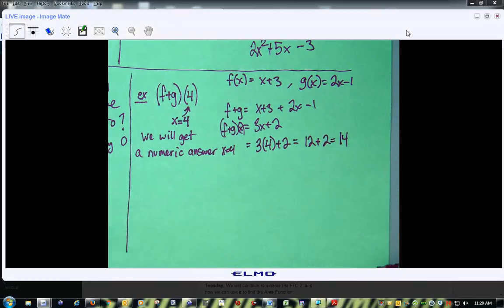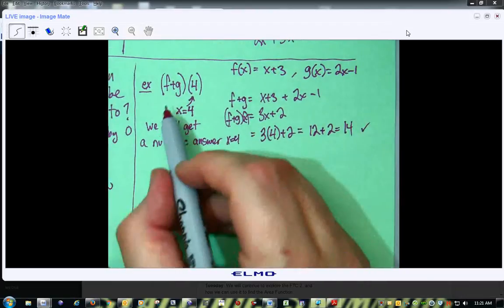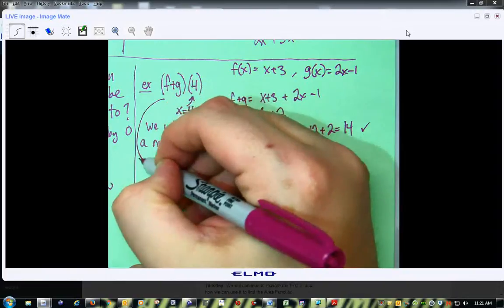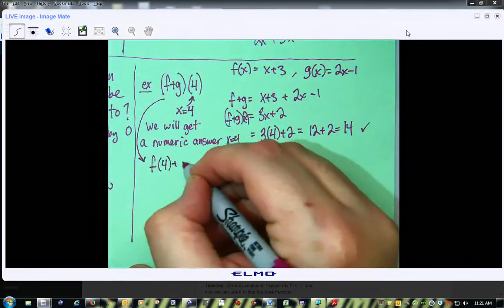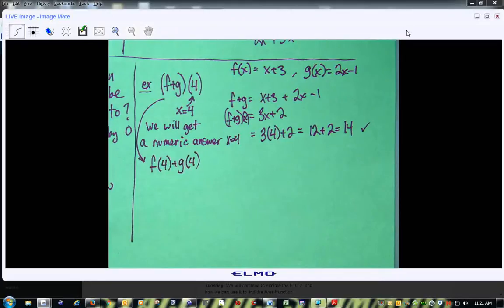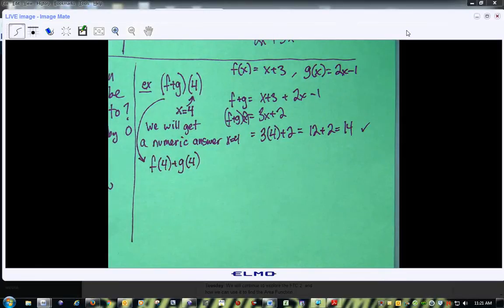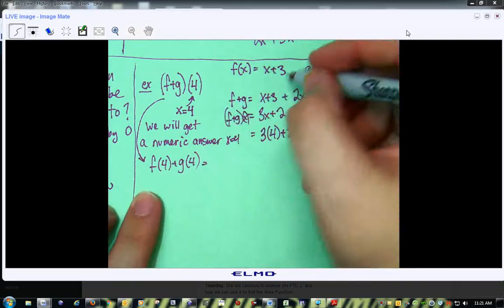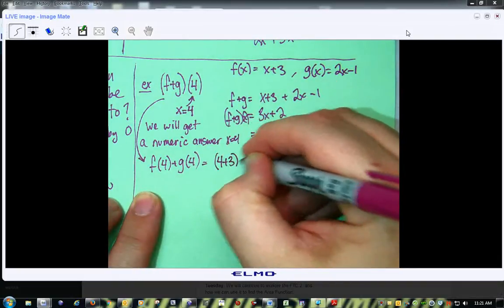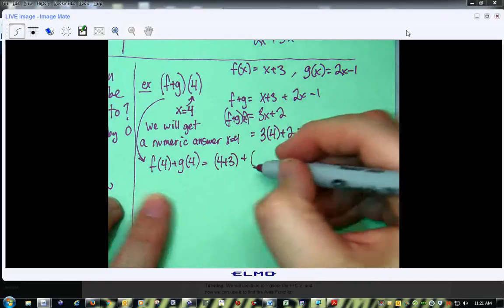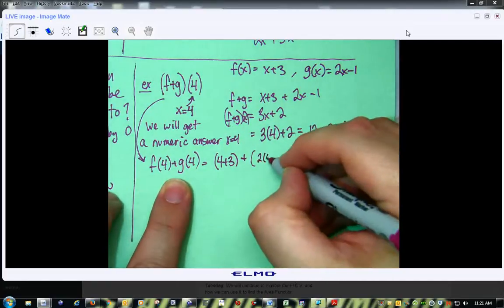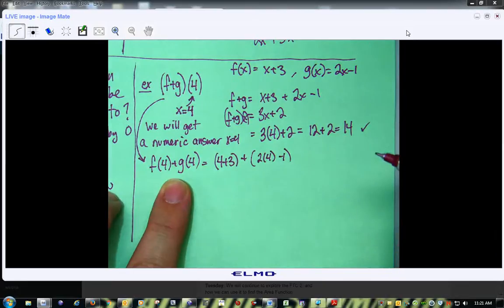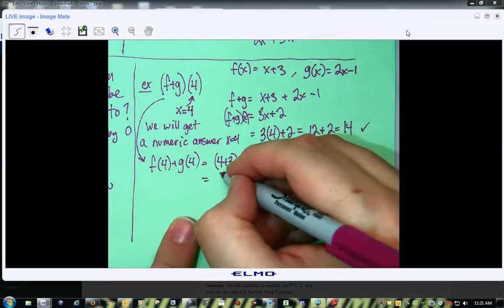Well, what if I took this and did f of 4 plus g of 4? Would that get us the same answer? Well, let's find out. Probably. I would say probably. But let's make sure. So f of 4 is going to be 4 plus 3. I'm going to add that on to g of 4, which would be 2 times 4 minus 1. So what's 4 plus 3? 7, plus 8 minus 1, which is 7, which is 14.